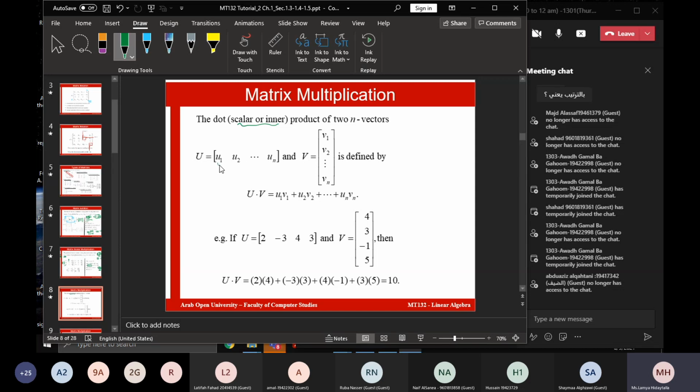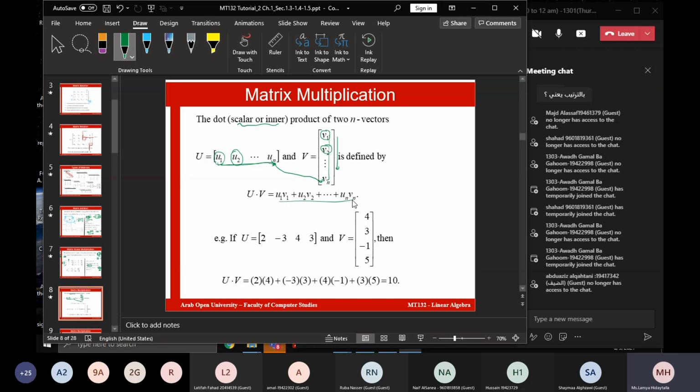First, the number of elements here should equal the number of elements here. And we multiply a row times a column. Okay, our dot product, our scalar product, our inner product, how do we do it? You multiply U1 times V1 plus U2 times V2 plus, and you continue like that until the last one times this one, UN times VN.